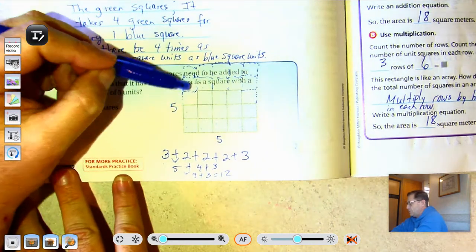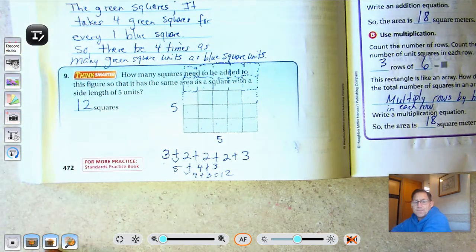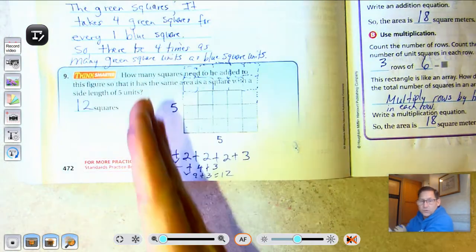Let's see if that makes sense. 1, 2, 3, 4, 5, 6, 7, 8, 9, 10, 11, 12. Yep. 12 squares. If we add 12 squares, we would have 5 rows of 5.